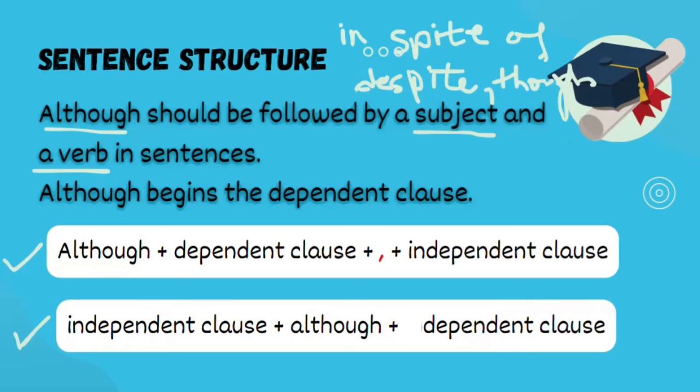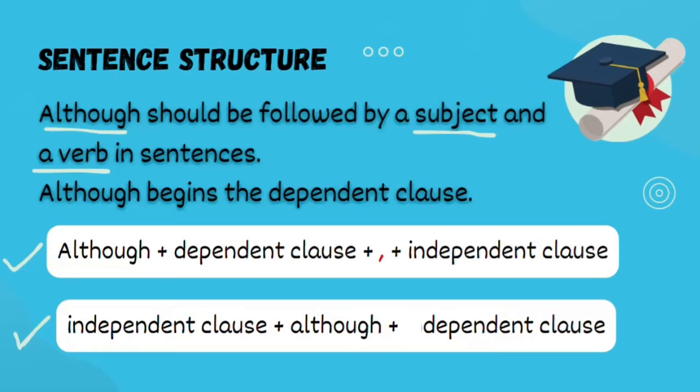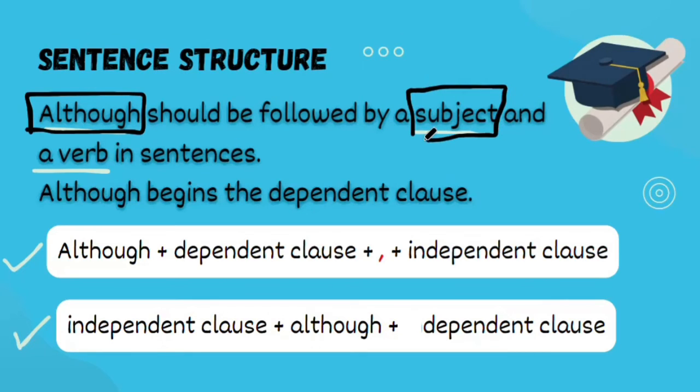So in today's video, since we are only talking about although, I'm going to give you the sentence structure of although and how it should be used, right? So let's check this out: if you are using the conjunction although, it should be followed by a subject, which must be a noun or pronoun, and a verb. And the second most important thing you need to remember is that although begins the dependent clause or subordinate clause, because this is a subordinating conjunction.